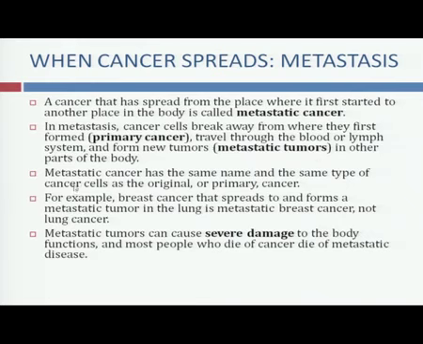Obviously, the metastatic cancer, that is the secondary cancer, has the same name and same type of cancer cells as the original or primary cancer. For example, breast cancer that spreads to and forms a metastatic tumor in the lung is a metastatic breast cancer and not a lung cancer. Metastatic tumors can cause severe damage to the body functions, and most people who die of cancer die of metastatic disease.